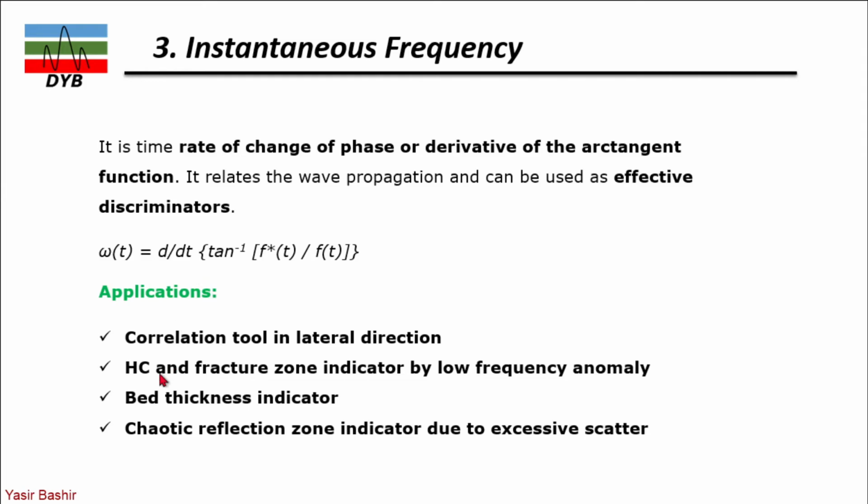Another application is hydrocarbon and fracture zone indication by low frequency anomaly. And the main application is actually bed thickness. If you have high frequency, then you can resolve the thin beds. If you have low frequency, then thicker beds. It can also be used as a chaotic reflection zone indicator due to excessive scattering.